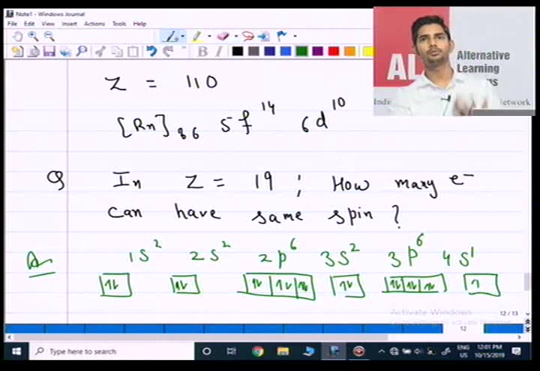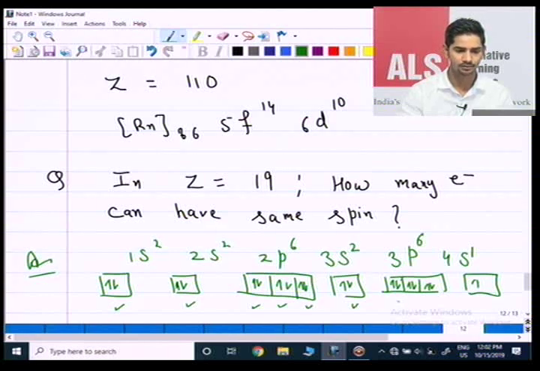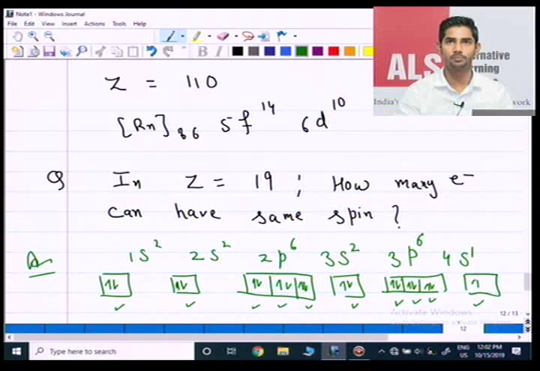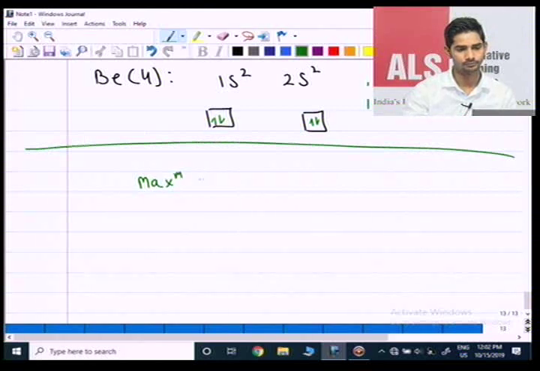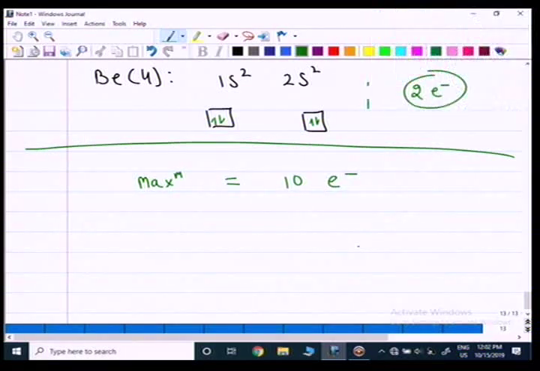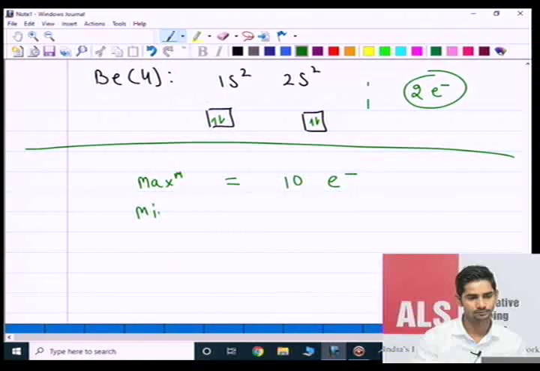So, I said you can choose either positive or negative. If I choose the electrons which are pointing upwards, I can have 1 from here, 2, 3, 4, 5, 6, 7, 8, 9, 10. So this is the maximum possibility. Maximum we can have 10 electrons which have the same spin. If I talk about the minimum, obviously the rest will represent the minimum one. So minimum we can have 9 electrons.